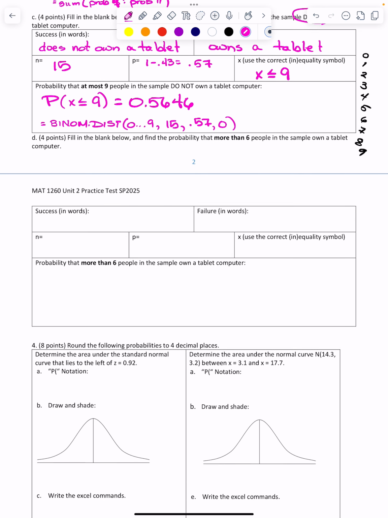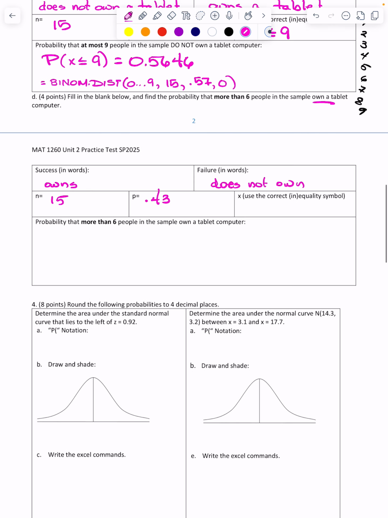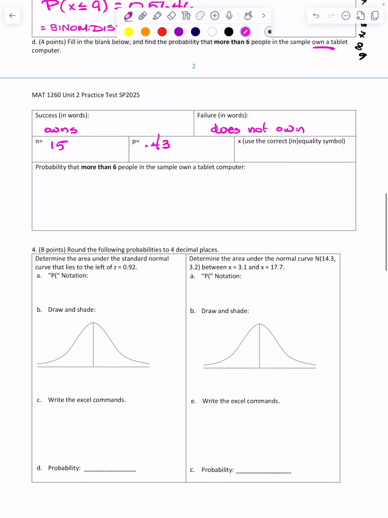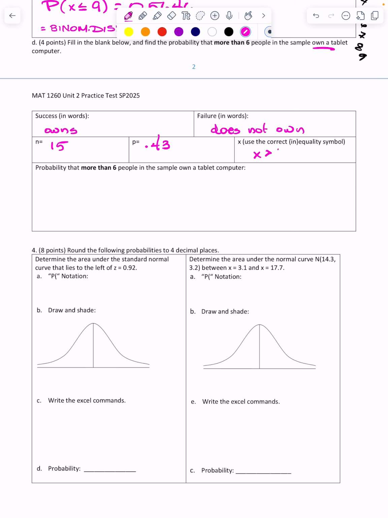So here for D, our success again is back to owns a tablet. Failure is does not own. N is still 15. The probability that they own a tablet is 0.43, so that's our probability of success again. And we want more than 6, so 7, 8, 9, so that's everywhere that X is greater than 6. So again, the values that we are adding are 7, 8, 9, 10, 11, 12, 13, 14, and 15.